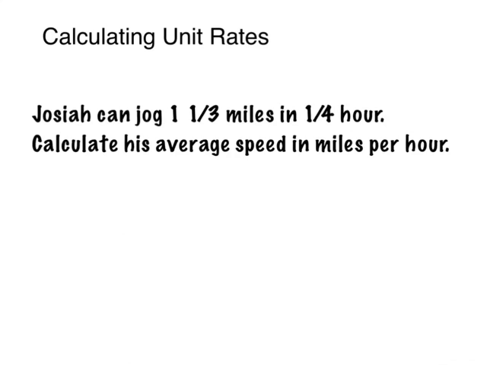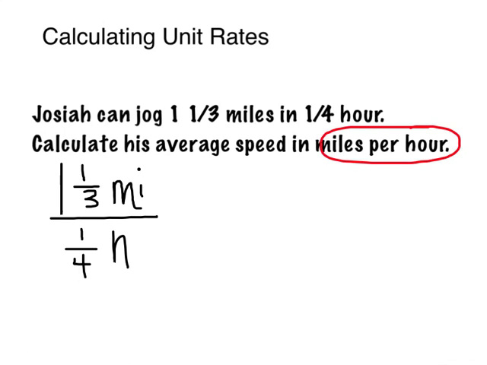When the fractions of a complex fraction represent different units, you can calculate unit rate. Let's look at the problem below. Josiah can jog 1 1/3 miles in 1/4 of an hour. Calculate his average speed in miles per hour. So we're going to write a rate that compares the number of miles to hours. So our rate is 1 1/3 miles over 1/4 hours. We're then going to write the complex fraction as a division problem. 1 1/3 divided by 1/4.